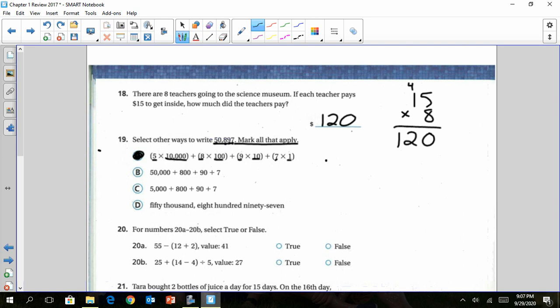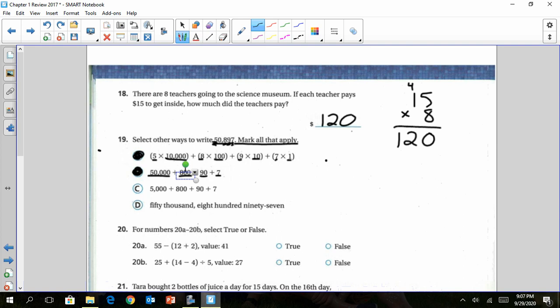B, we want to know what's the value of each of these numbers and then add it together. So this is the expanded form here with value. That first 5 is worth 50,000, which is correct. The 8 is worth 800. The 9 is worth 90. And the 7 is worth 7. B is also correct.